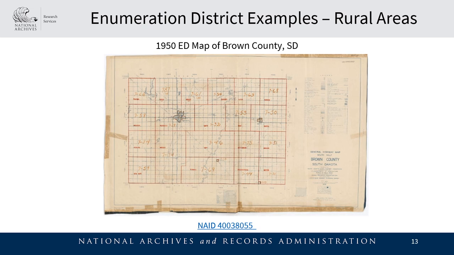Rural areas with smaller and more spread out populations typically had larger enumeration districts. Enumerators were also allotted more time to complete the census for these larger areas, 4 weeks instead of just two. Boundaries often followed existing political lines, such as those for townships in the case of Brown County, South Dakota, or sometimes for districts or other political divisions.